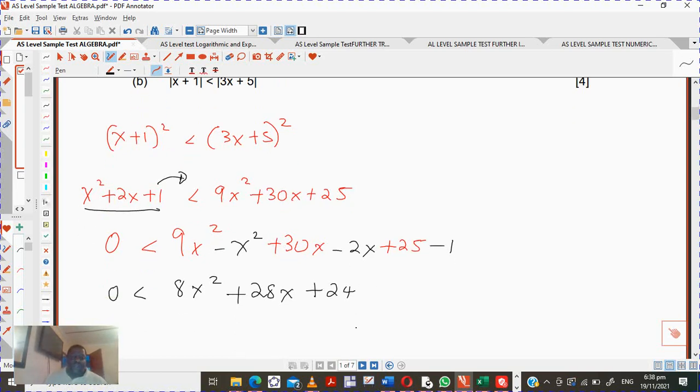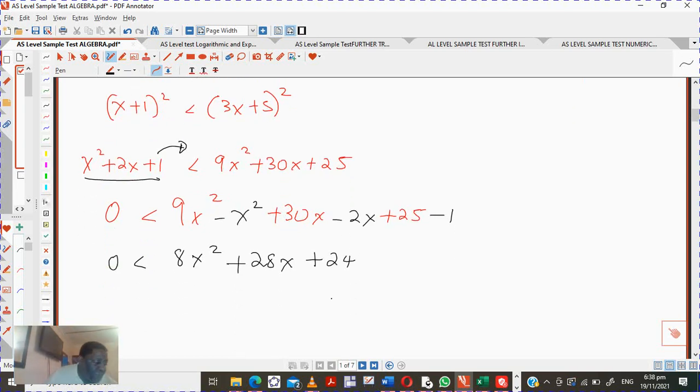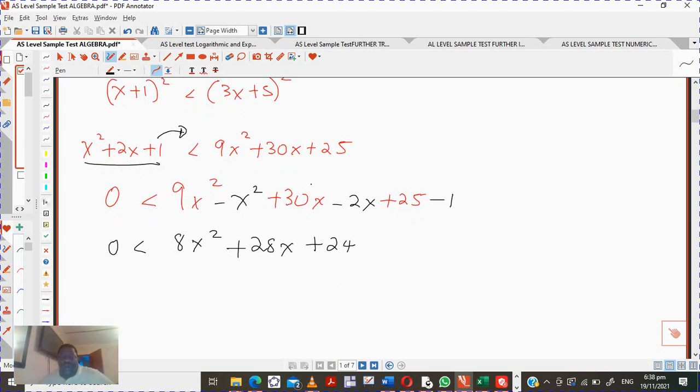When you look at this inequality, before I continue, I can simplify it a bit further. You can divide by 4, dividing by positive 4, so the inequality sign will not change. So 4 goes into 8x squared 2x squared, into 28x 7x, and into 24 it goes 6 times. So just correct that a bit, that should be 6. A bit rusty, but we'll get there.